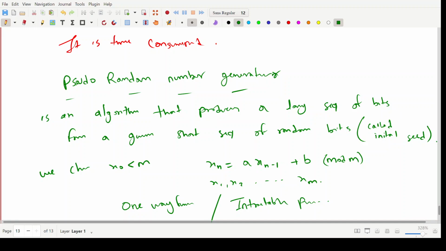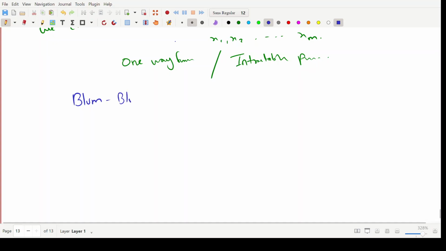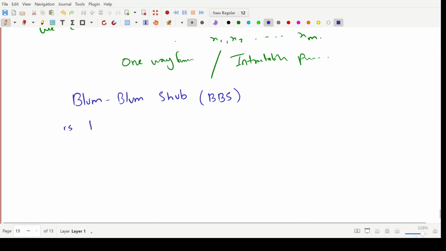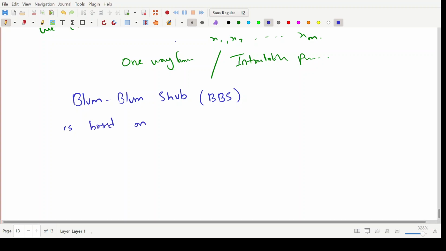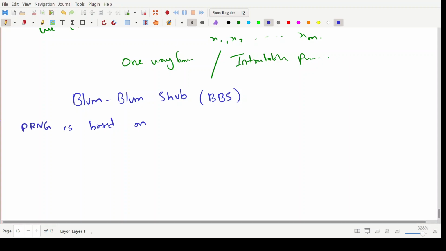The well-known and popular pseudo-random generator is Blum-Blum-Shub, that is BBS. This is a very popular pseudo-random number generator, PRNG, based on the quadratic residue problem.